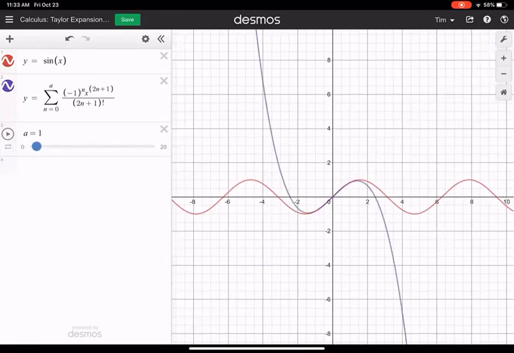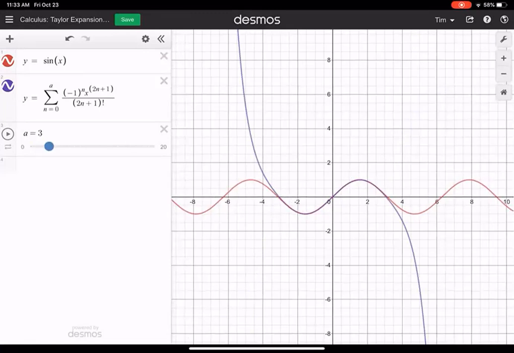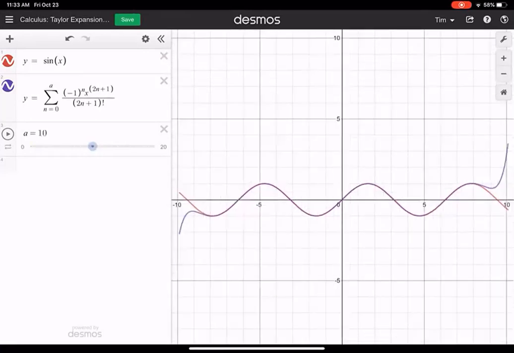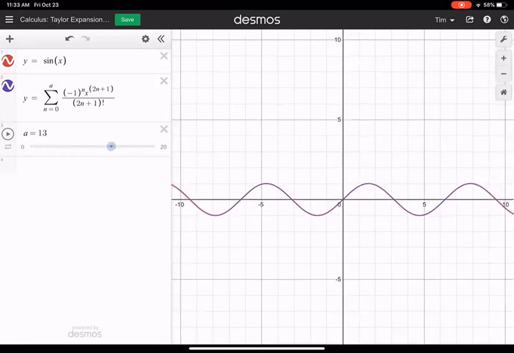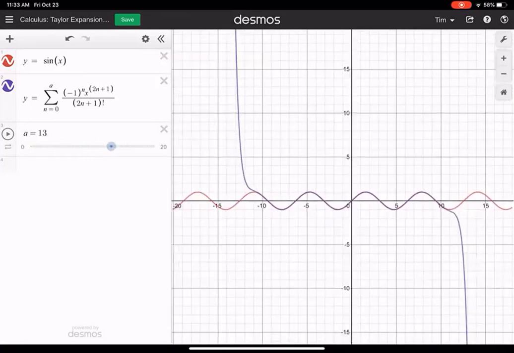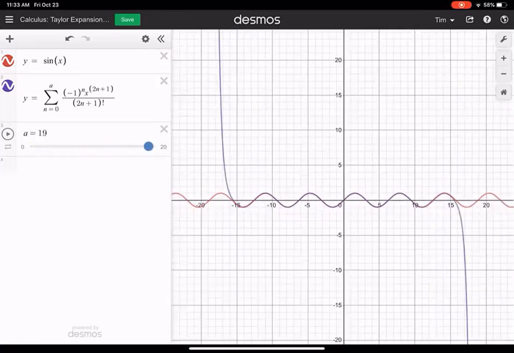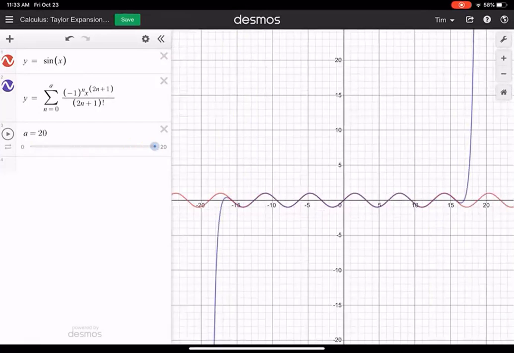But as you increase the number of terms, so there's the x cubed over 3 factorial term, the x to the 5th over 5 factorial term, x to the 7th over 7 factorial term. If I keep increasing the number of terms, look at how the series starts to approximate. With 10 terms, I've almost got the whole interval between -10 and 10 there. If I keep going, then I can increase the number of terms and I just get more of sine of x.